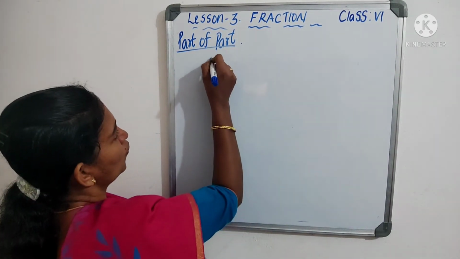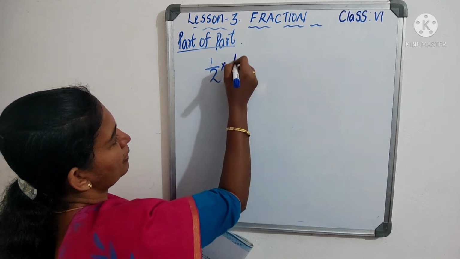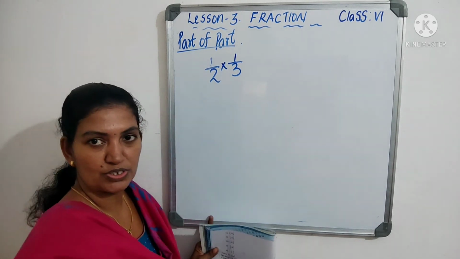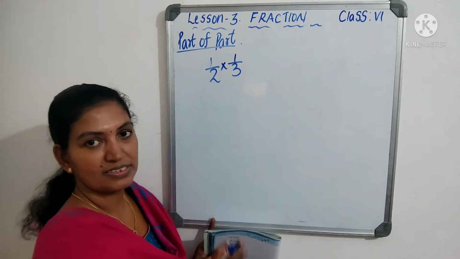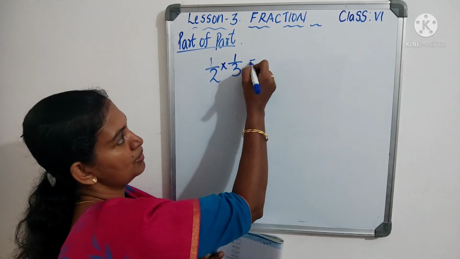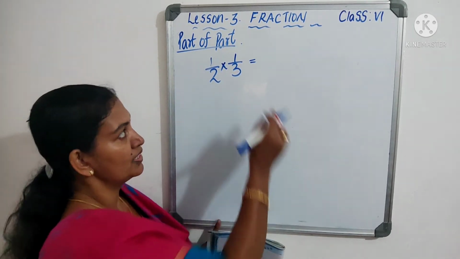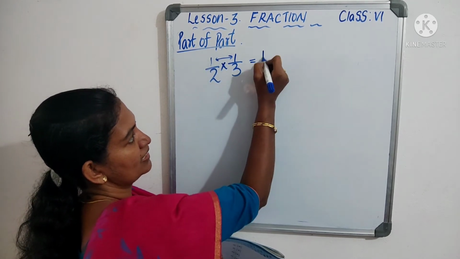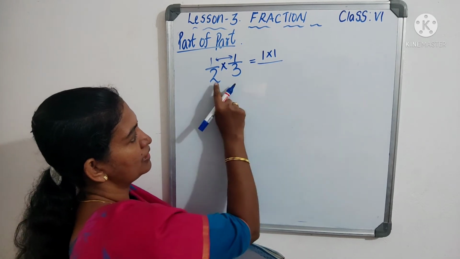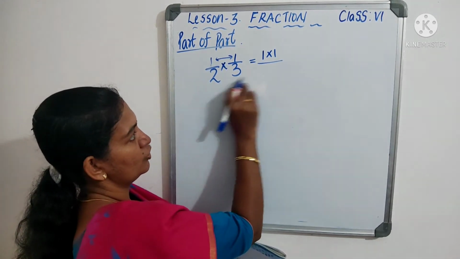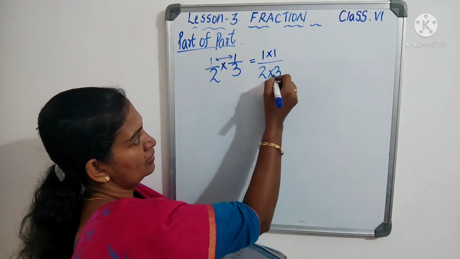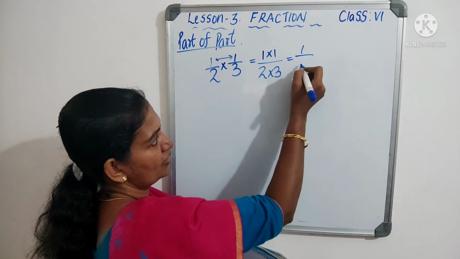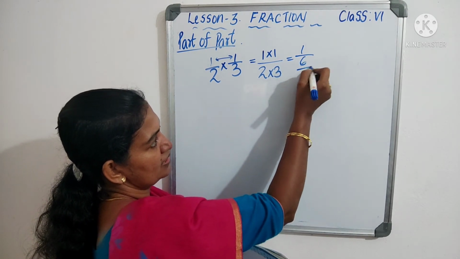Example, 1 by 2 into 1 by 3. We know that 1 by 2 is a fraction and 1 by 3 is also another fraction. So how can you multiply these two fractions? It is very simple. Multiply the numerators, that is 1 into 1, and multiply the denominators, 2 into 3. We know that 1 into 1 is 1 and 2 3s are 6.